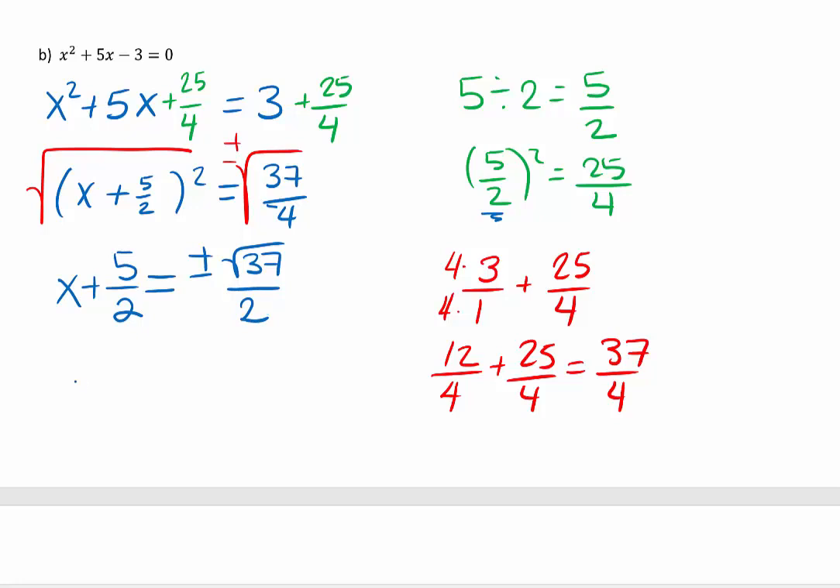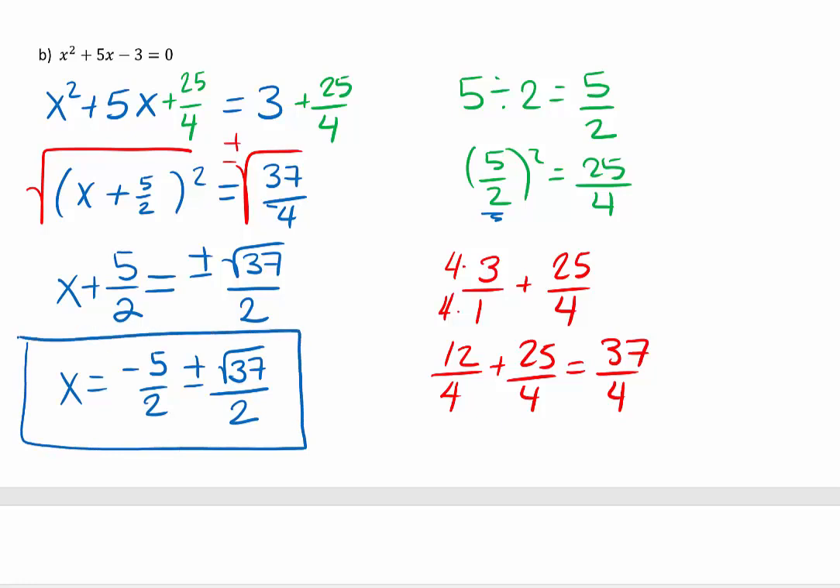Finally, to finish this problem, we are going to subtract the 5/2. And so my solution is going to be x equals negative 5/2 plus or minus root 37 over 2. Those aren't like radicals, so I can't really add them. If you want, you could combine it into a single fraction because you happen to have the same denominator, but you don't have to do that if you don't want to.